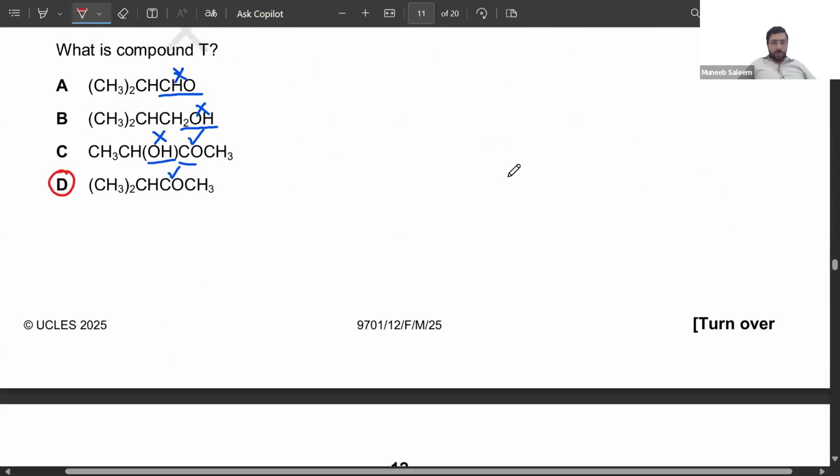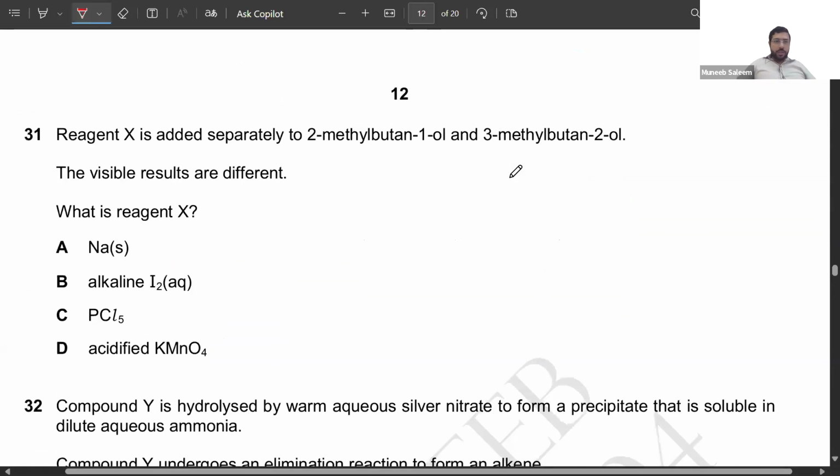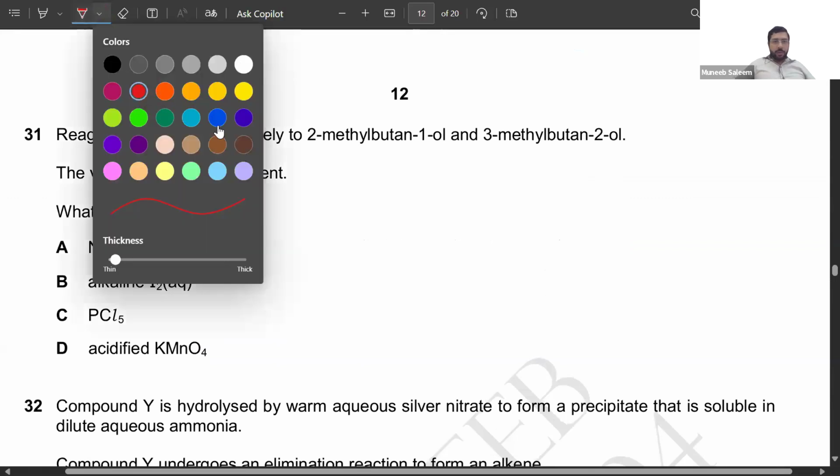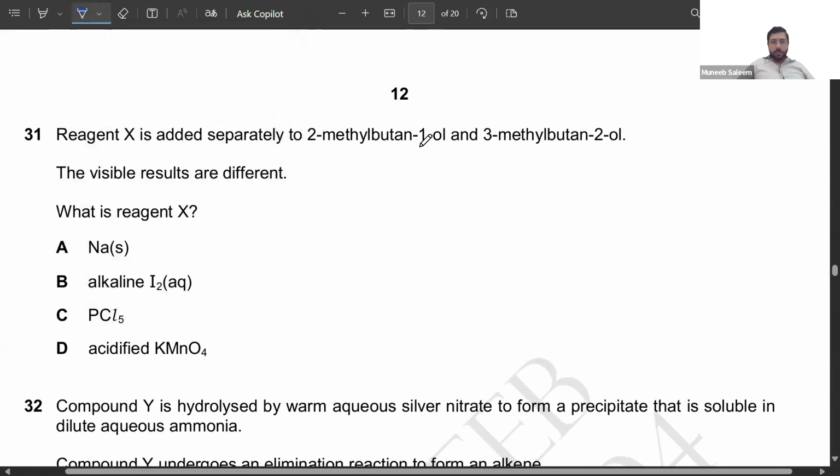Now the next question is question number 31. Reagent X is added separately to 2-methyl-butene-1-ol and 3-methyl-butene-2-ol. The visible results are different. What is reagent X? Here in this question, we have to focus on the reaction of these four different reagents with these two compounds, and the product that should be produced should be different for these two reactions.